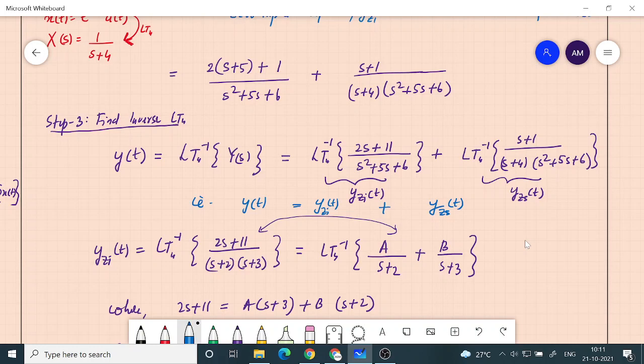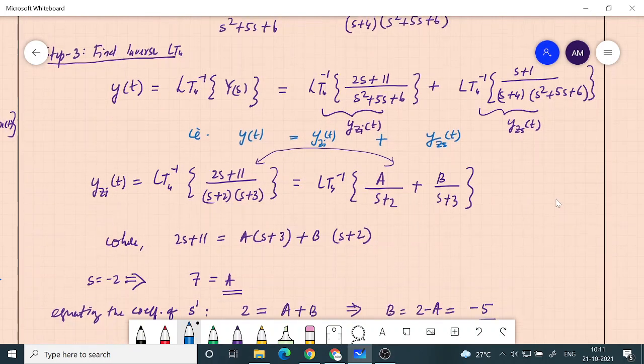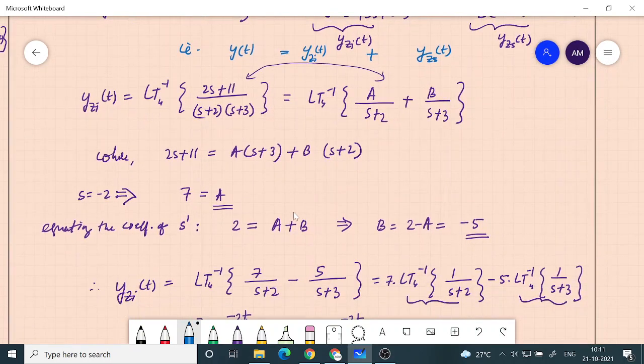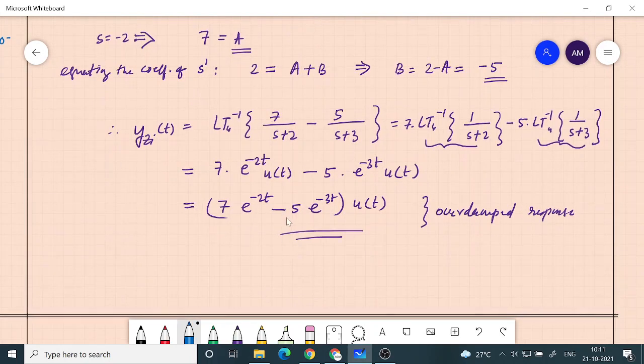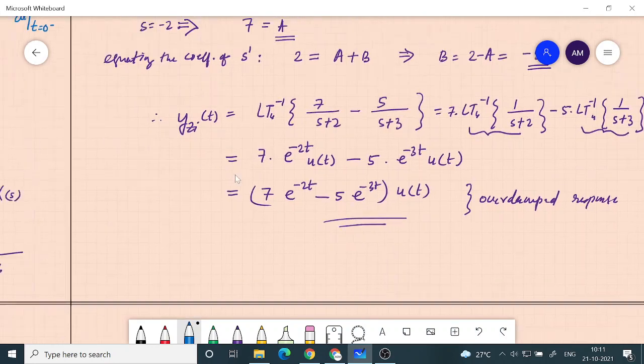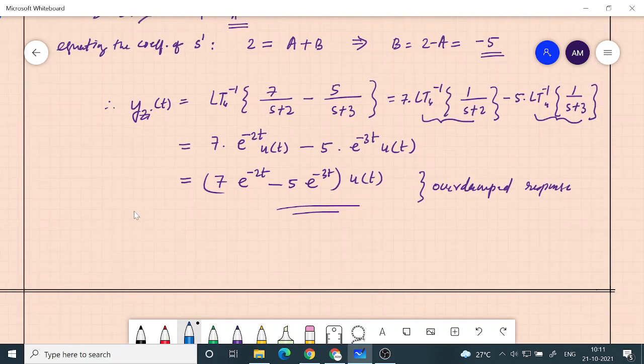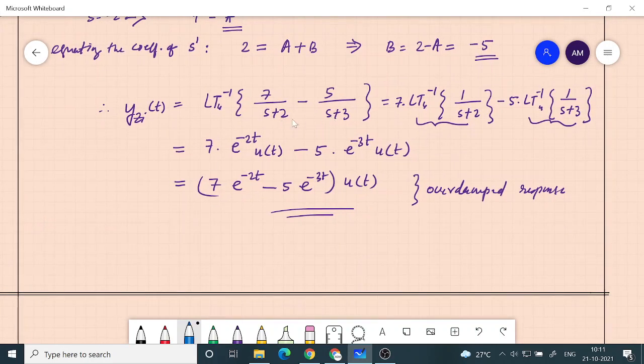So when you find the zero input response, which is what we did now, we could have sine and cosine, or we could also write it in terms of complex exponential, because you can have complex conjugate roots. Here the roots are -2 and -3, which are real valued roots, but all the time it need not be real valued, it could be a complex valued root.